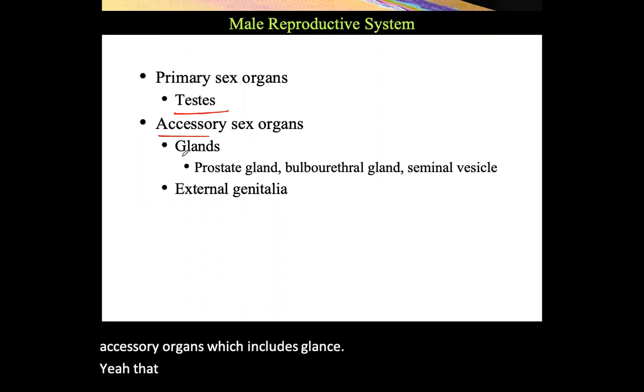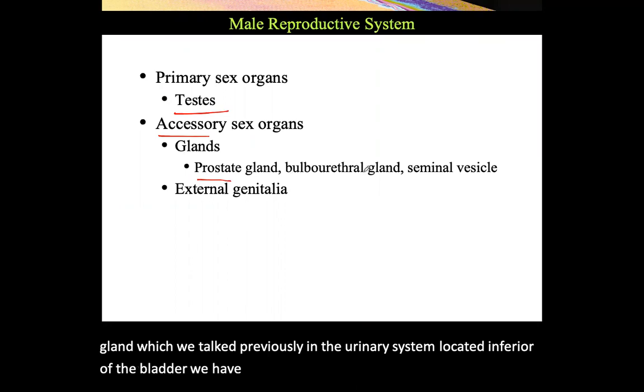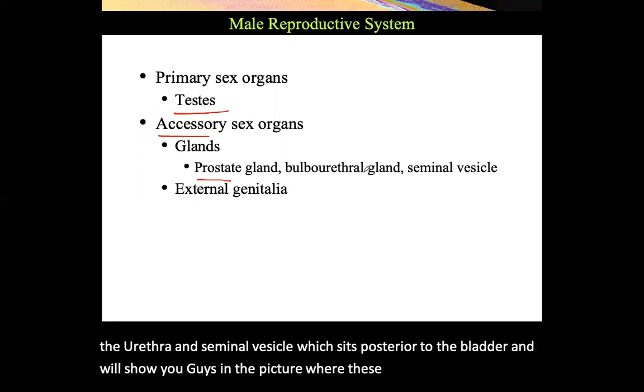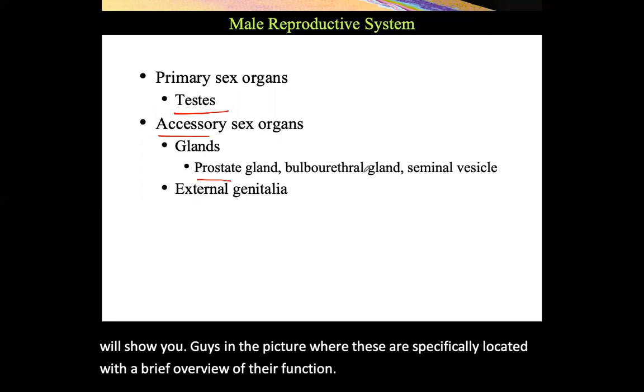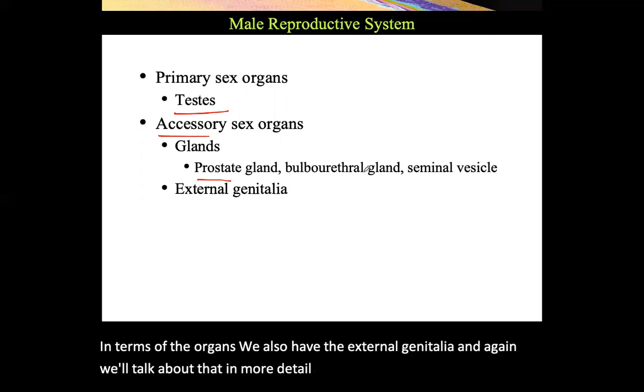In the case of male, there are three types. We have the prostate gland, which we talked about previously in the urinary system, located inferior to the bladder. We have the bulbourethral gland, which is connected to the urethra, and the seminal vesicle, which sits posterior to the bladder. We'll show you in the picture where these are specifically located, with a brief overview of their function. In terms of the organs, we also have the external genitalia, and we'll talk about that in more detail as we go through the PowerPoint.